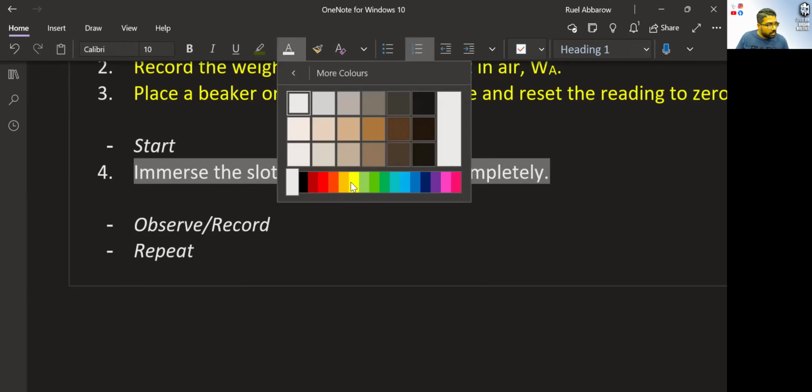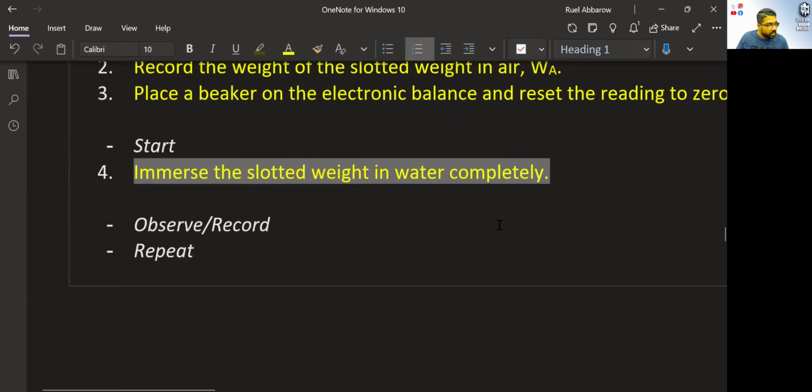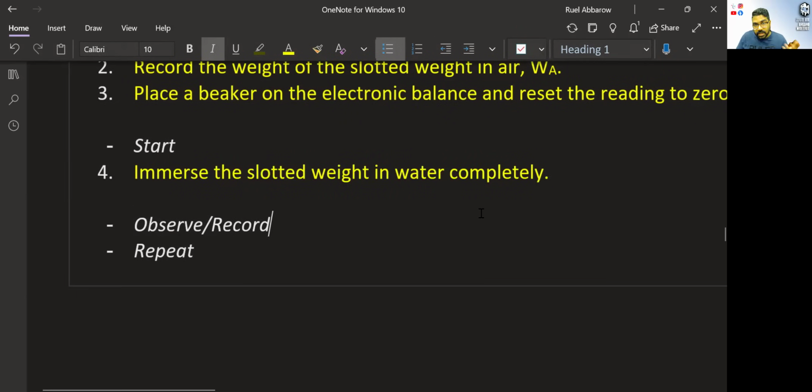Hold on. Okay, it must be completely submerged. Okay, that's all. That's how you start the experiment.